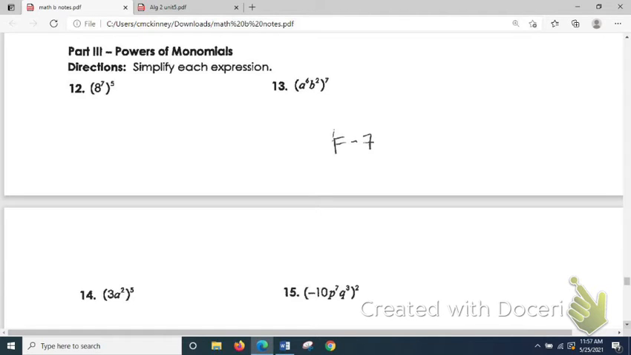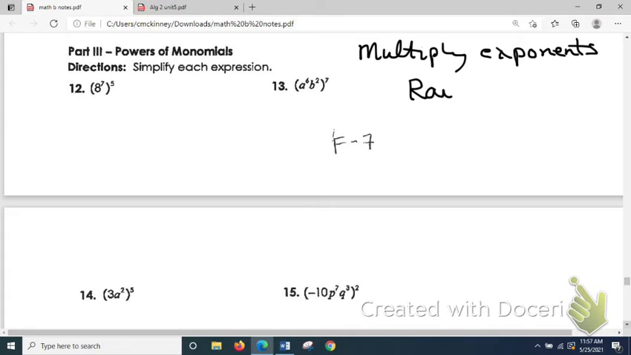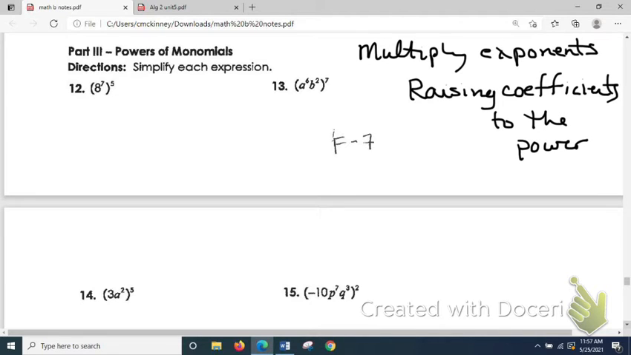All right, next section, now we're doing the power rule, and remember for the power rule, we are multiplying exponents with the exponent on the outside, and we are raising coefficients to the power. So again, the small numbers and the big number do not behave the same. So in the case of number 12, the 8 is the base. So then 7 times 5, that is 8 to the 35th power.